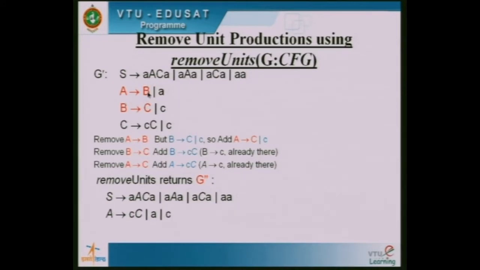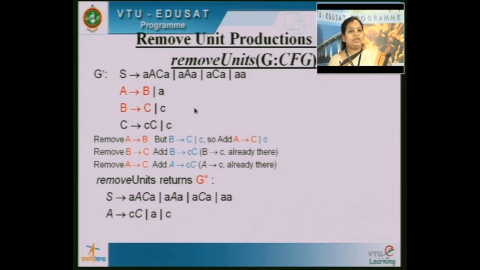A tends to B is replaced as B is replaced as CC, A and C. Then B is replaced as CC, C as it is, C tends to CC. So this is the grammar obtained after eliminating epsilon productions and unit productions.